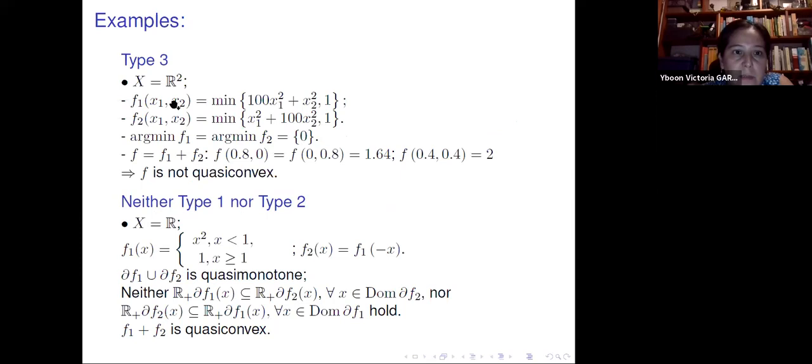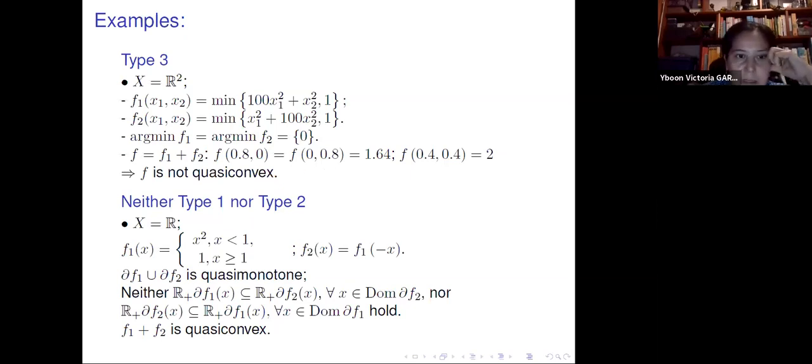But we have here this function defined on R2. We have F1 like that, F2. The argmin in both cases is 0, but we take these particular points, and it's easy to see that this pair is not quasi-convex. So type 3 is not a quasi-convex family of functions.